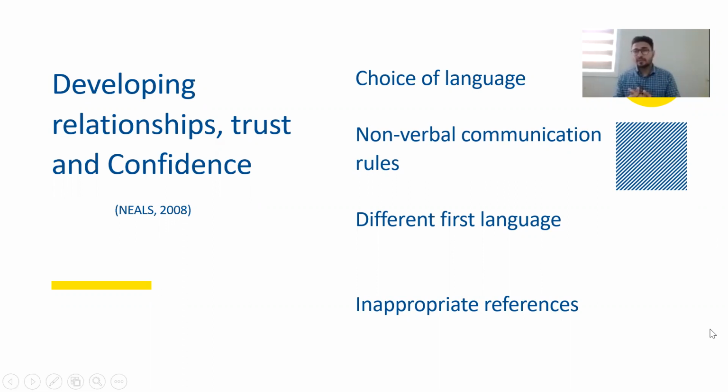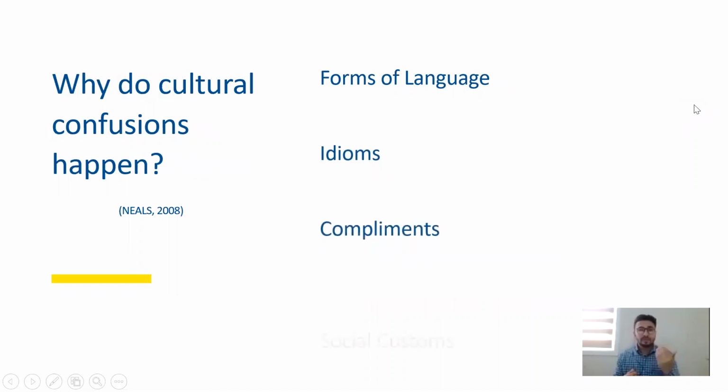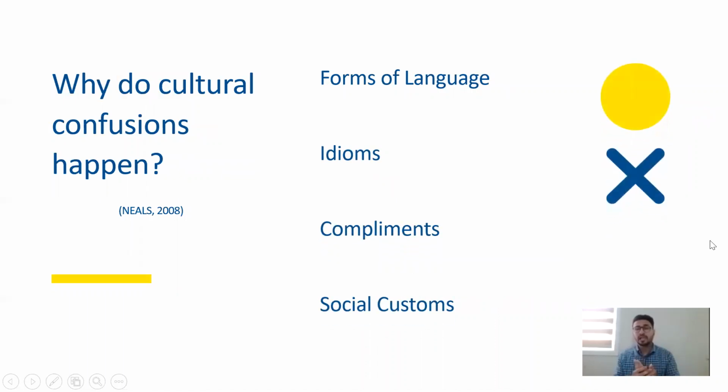The next thing we have to consider is the first language. When we are talking to a person from a different country, we should use simple language so the other person can understand. The most important thing is to avoid inappropriate references to their cultural background or their race. All these strategies will help in developing trust and confidence. Last but not least, we have to understand that there are four things which can create confusion in cultural context.